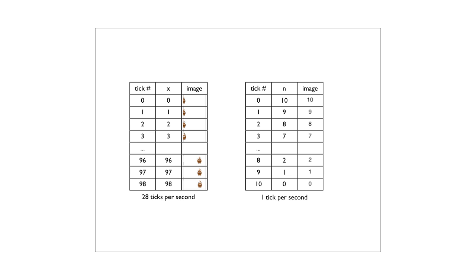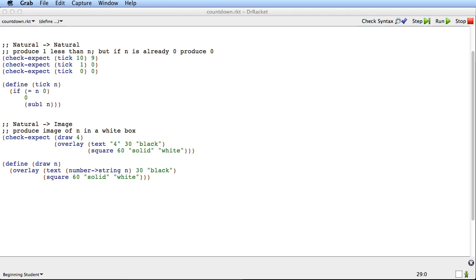What I have here are two functions designed to produce those two separate pieces of behavior. The first function is called tick. It consumes a natural and produces a natural. And the purpose says that it produces 1 less than n. But if n is already 0, it produces 0. And there's three examples. So tick of 10 is 9. Tick of 1 is 0, and tick of 0 is 0.